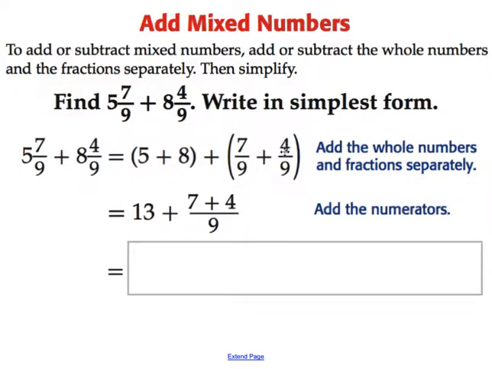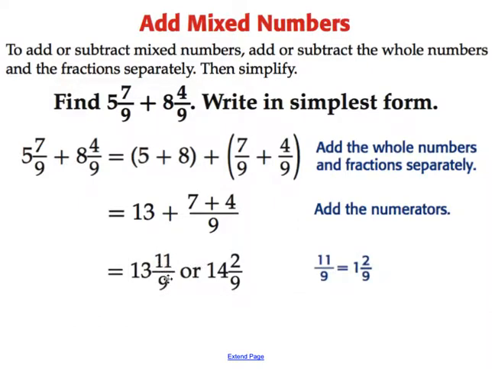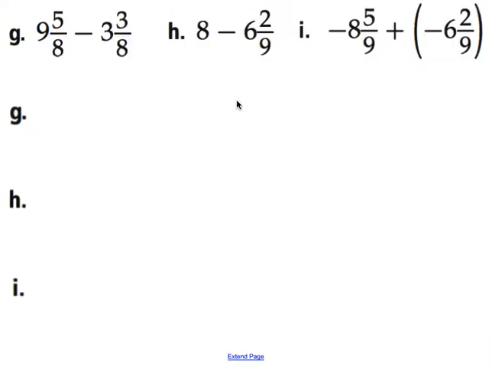7/9 plus 4/9 gives us 11/9, and 11/9 is the same as 1 2/9 right here. So now we have 13 plus 1 2/9, which is 14 2/9. Try these on your own, and I'll give you the answers when you come back. All right, let's take a look at these.